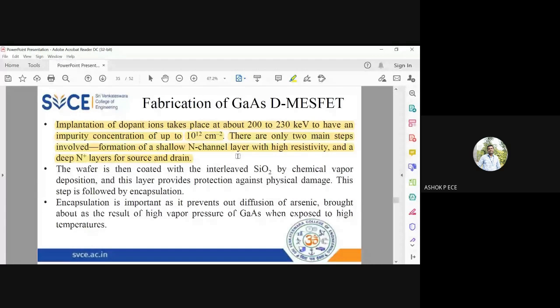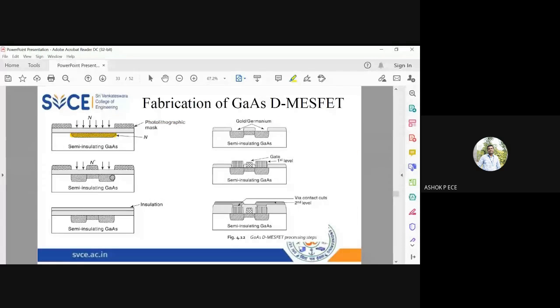You can see here, I'm going to fabricate the channel. This is going to be my channel, and I'm going to have N plus region, so that I will have two regions in between for fabricating my source and drain. This N plus will act like a gate, and on either side of both the gate terminals, you will be having the source and drain terminals.